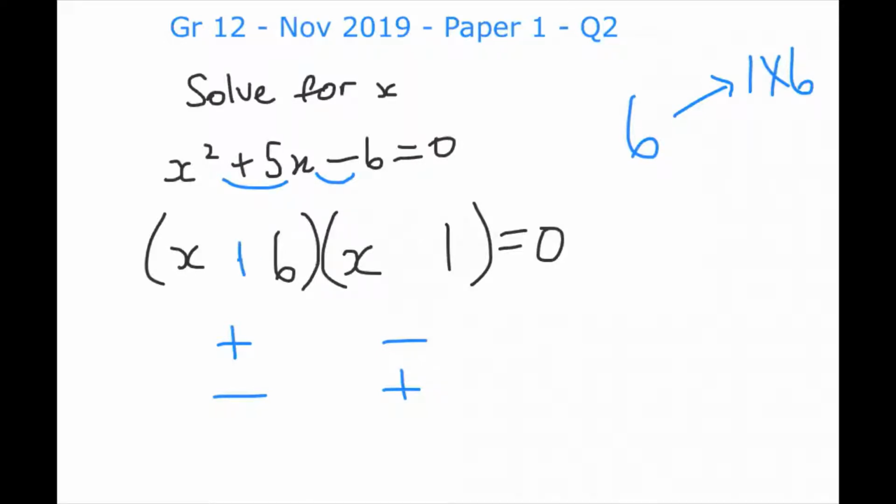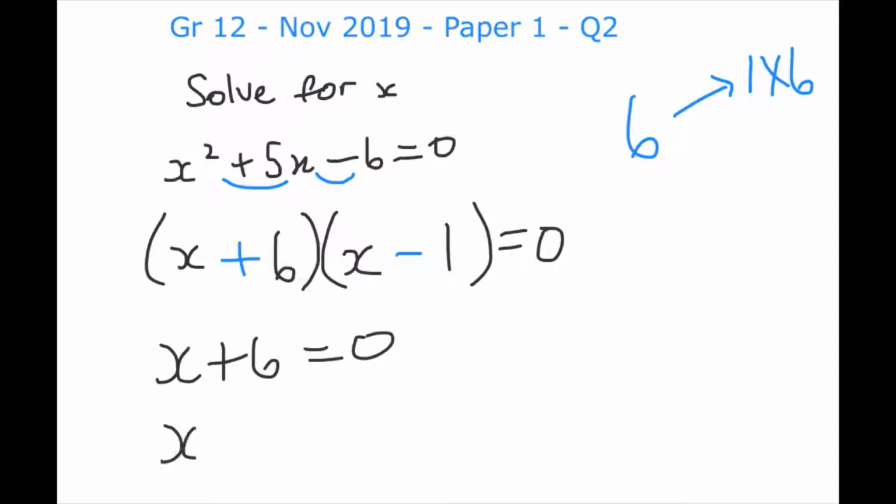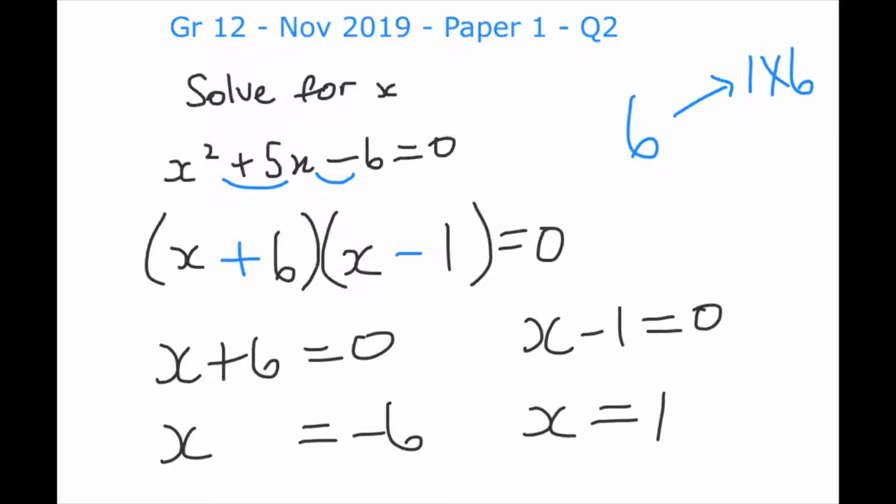So let's do that. A plus and a minus gives you a minus. 6 times 1 is 6, and plus 6 minus 1 gives you plus 5. So I'm going to keep it like that. There's not your answer yet. Now you're going to say x plus 6 equal to 0, which means x equals minus 6. And for the second one, x minus 1 equal to 0, and then x is equal to 1. So there are your two answers: x is minus 6 and x equals 1.